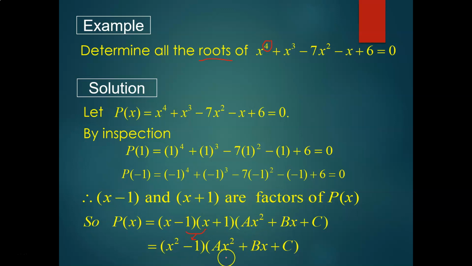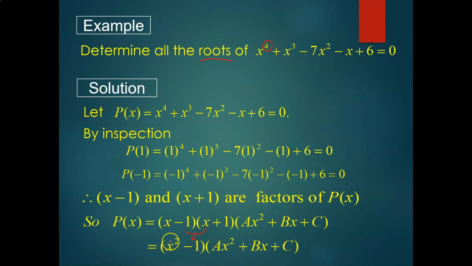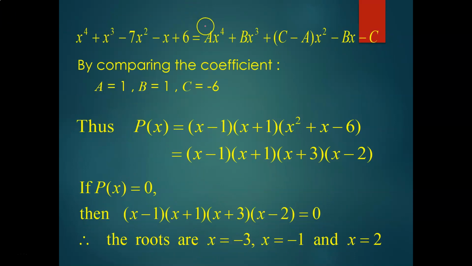When you expand these two, you get this one. So when we have this, what I'm going to do next is compare the coefficients. So, for this one, expand it. Please expand it. Expand these two. x square times ax square, you get ax to the power of 4. So you get ax to the power of 4 and so on and so forth. This one is after we expand.